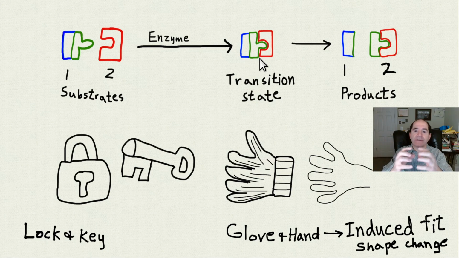So first of all, you need proximity to bring them together. Then you need correct orientation to put them in a position that they will react with each other, and the reaction occurs and you produce a product. It stabilizes the transition state. And we learned initially that there's a lock and key fit of the substrate into the enzyme active site. It has to fit just right so that the reaction can be catalyzed.